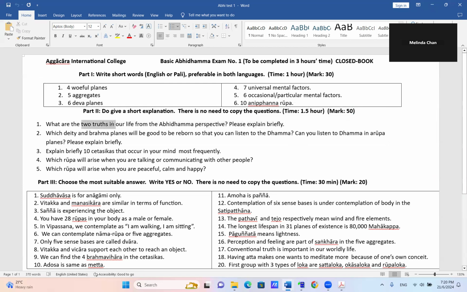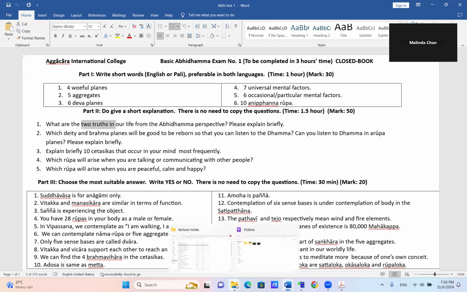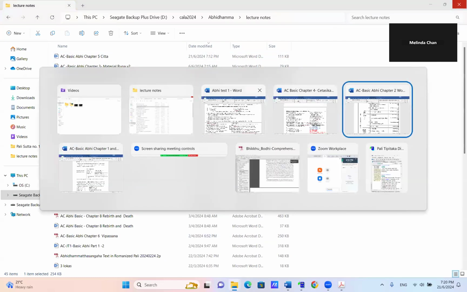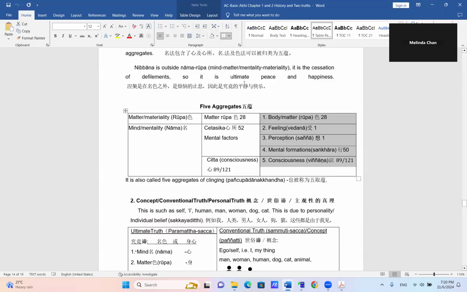So make sure when you translate Sammuti Sacca, conventional truth, and Paramattha Sacca, ultimate truth, you don't make mistakes in the Pali and English. Okay, because the truth is very important.